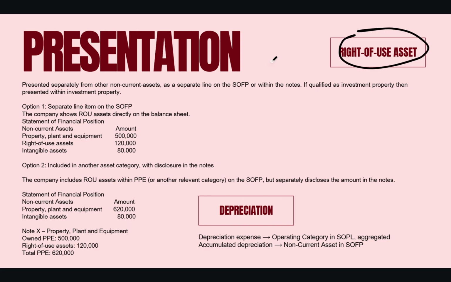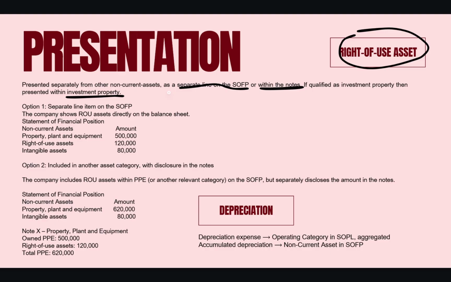This is the presentation criteria for right of use asset. Basically, right of use asset must be presented separately from other non-current assets as a separate line on the SOFP or within the notes. Basically the same as the lease liability, and if it qualifies as investment property, then it would be presented within investment property. Now we will discuss one by one the two options.